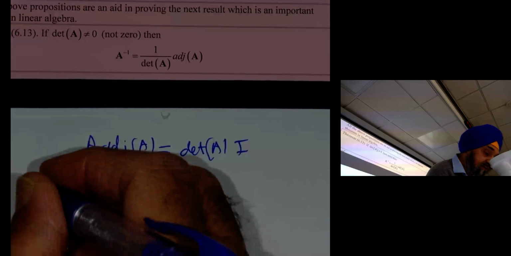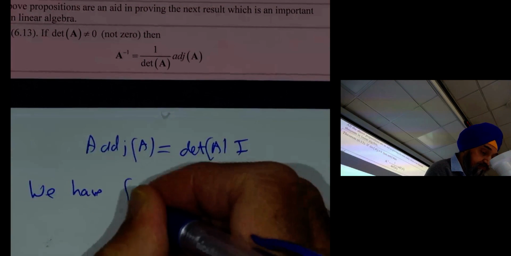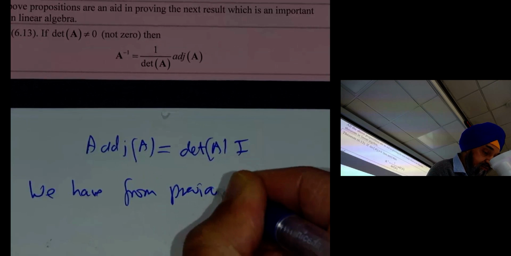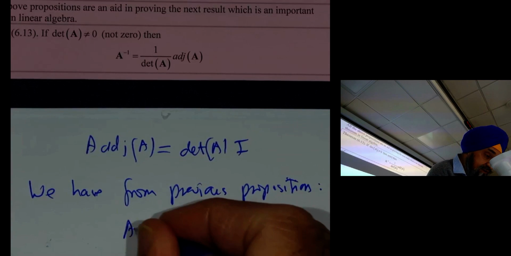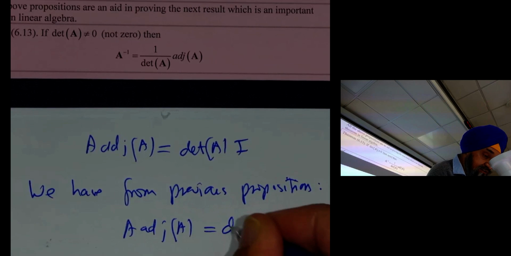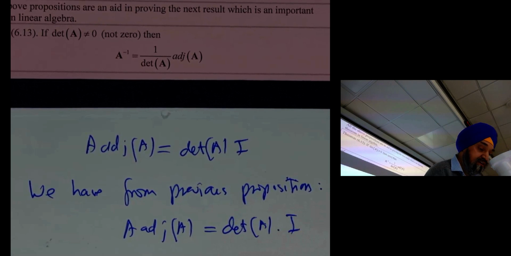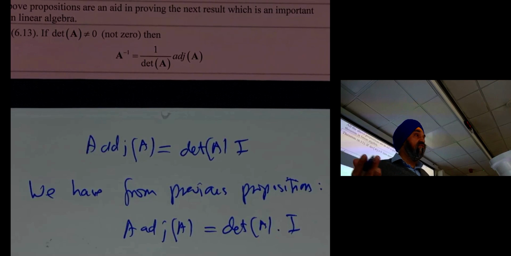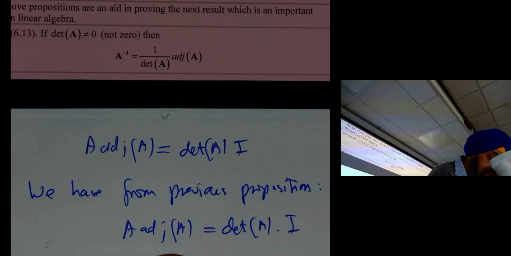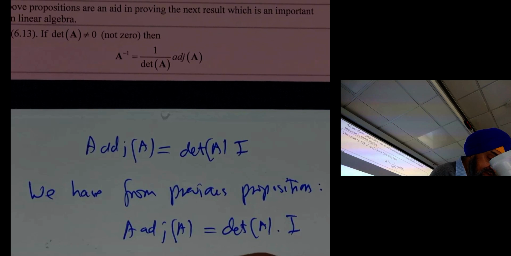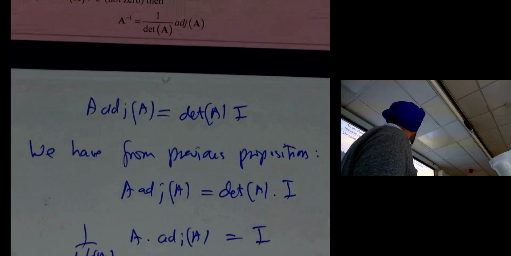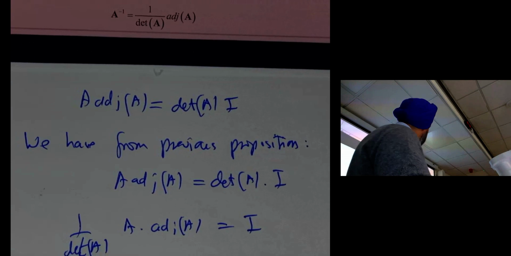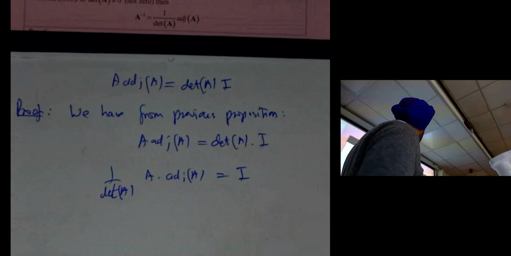Okay, so we are given, from the previous proposition, A times the adjoint of A is equal to det A I. Like you say, you're told that det A is non-zero, so you can divide by the determinant. You get 1 over the determinant of A times adjoint A is equal to I. But I want to show this. How do I show that top result there?